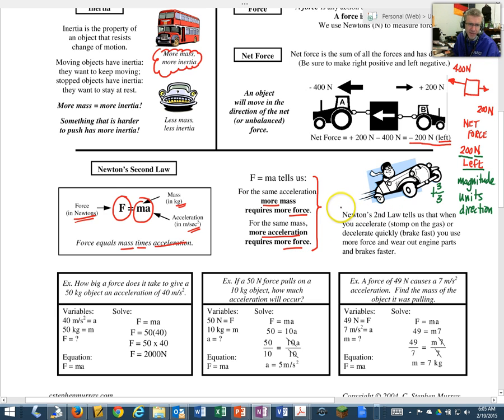So notice that when I stomp on the gas, I'm using up more energy. When I stomp on the gas pedal, I have to accelerate more quickly. That's adding more force. That's wearing out your engine, etc. But mostly it's using up fuel economy. It's using up your fuel less efficiently.